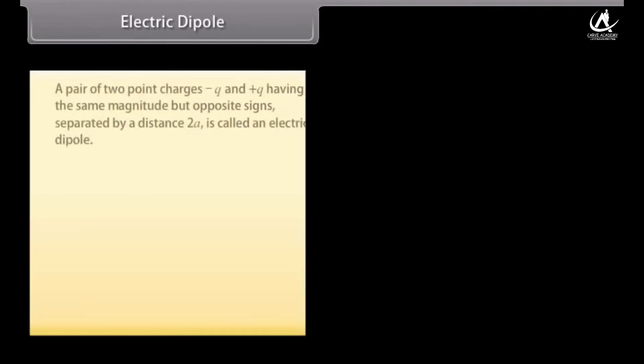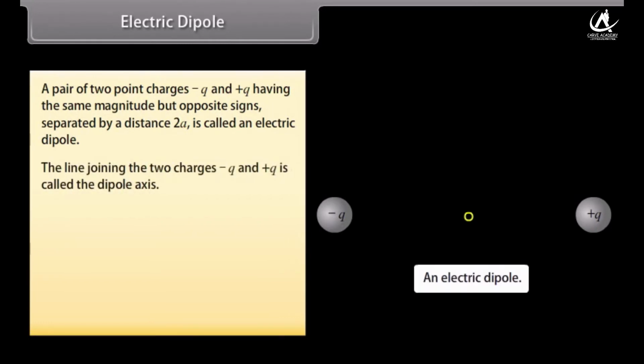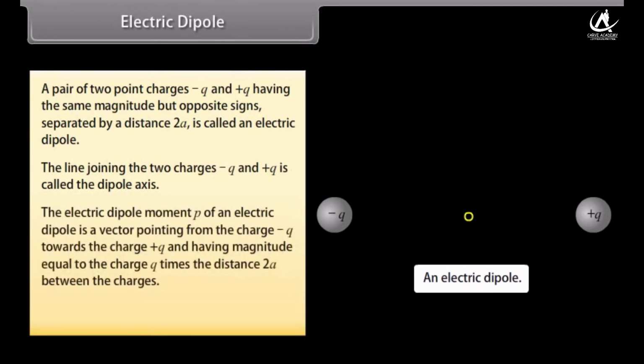Electric dipole. A pair of two point charges, minus Q and plus Q, having the same magnitude but opposite signs, separated by a distance 2a, is called an electric dipole. The line joining the two charges is called the dipole axis. The electric dipole moment P is a vector pointing from the charge minus Q towards the charge plus Q and having magnitude equal to the charge Q times the distance 2a between the charges. P is equal to 2aq P cap.